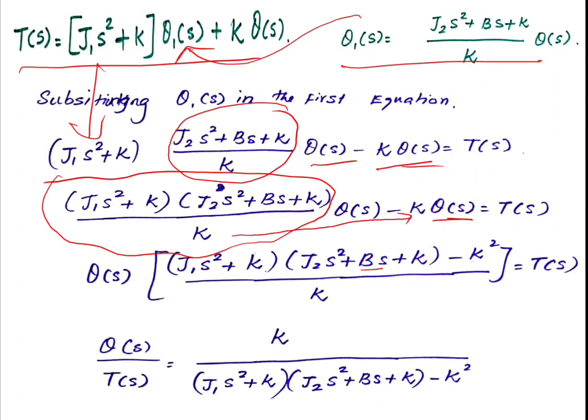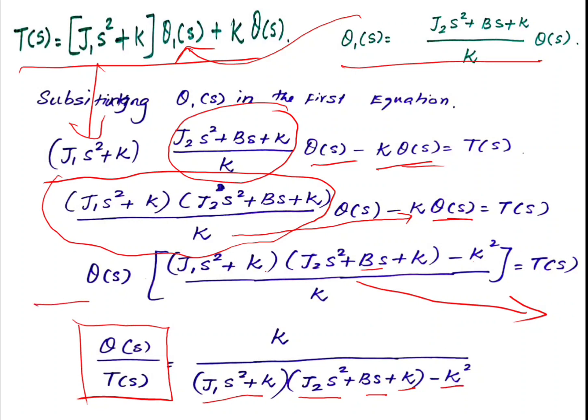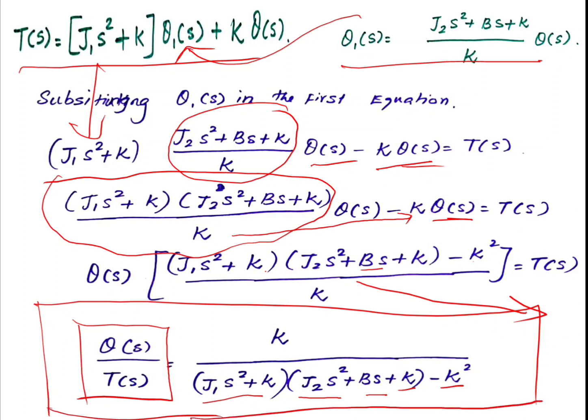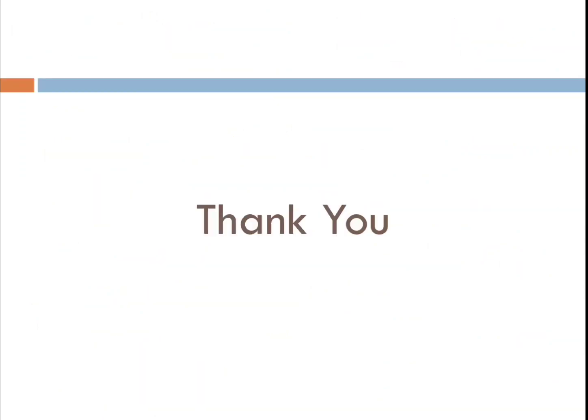Then we actually need θ(s) by T(s). So when we move this function to the right hand side, we get θ(s)/T(s) equal to k divided by [(J1 s² + k)(J2 s² + b s + k) − k²]. So this is the transfer function of the given mechanical rotational system. Thank you.